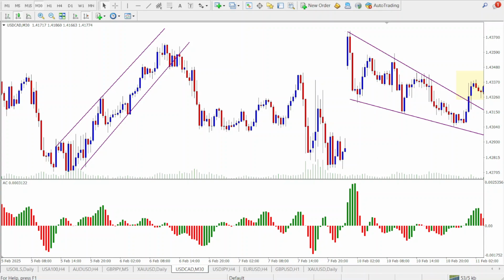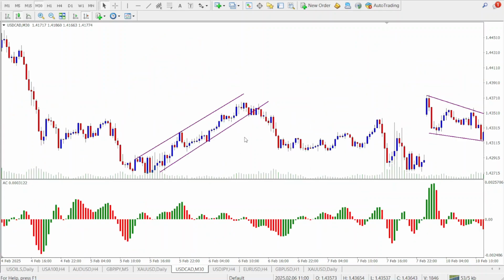Okay, then you look for momentum shift on the AC. For a buy trade, wait for the AC to turn green above the zero line. For a sell trade, you look for the AC to turn red below the zero line. Okay, then you can enter your trade. You can enter long when the AC confirms bullish momentum and price is still maintaining that bullish structure.